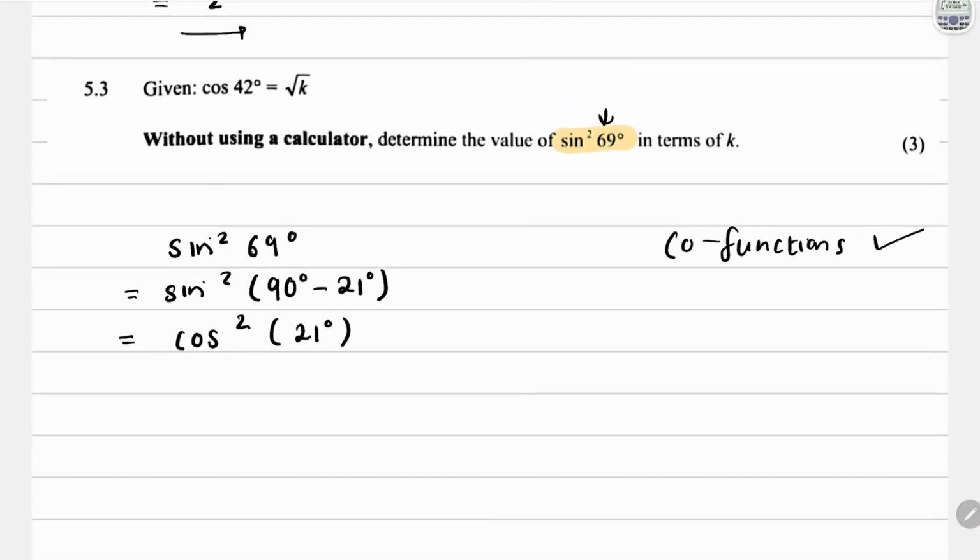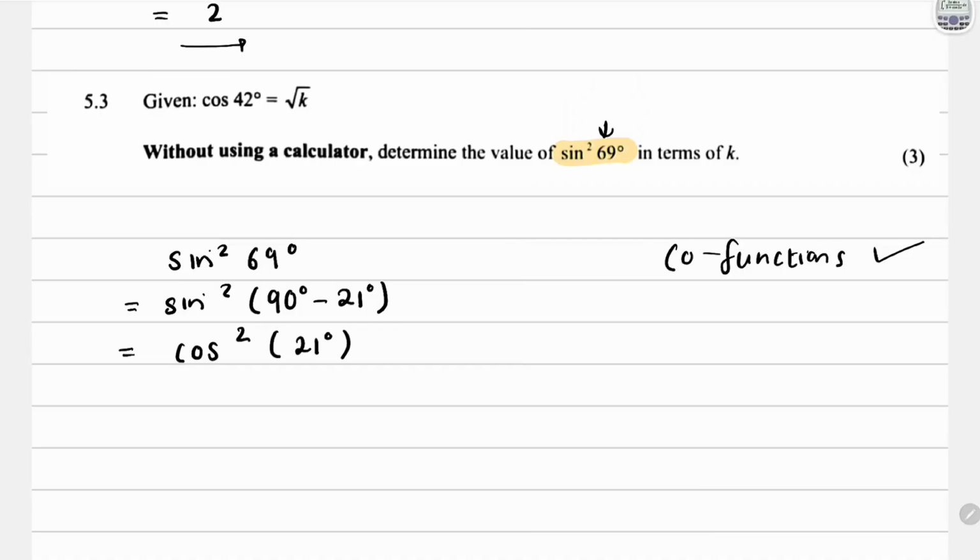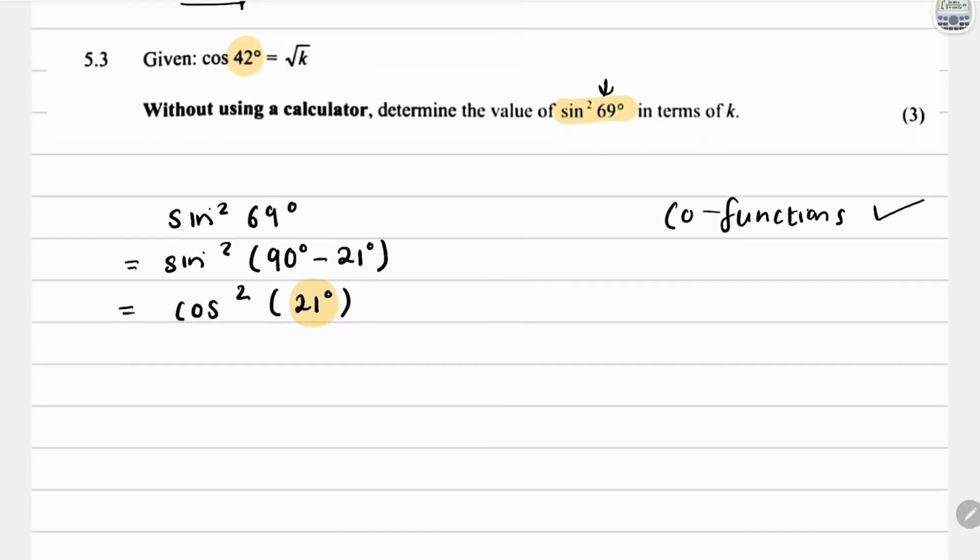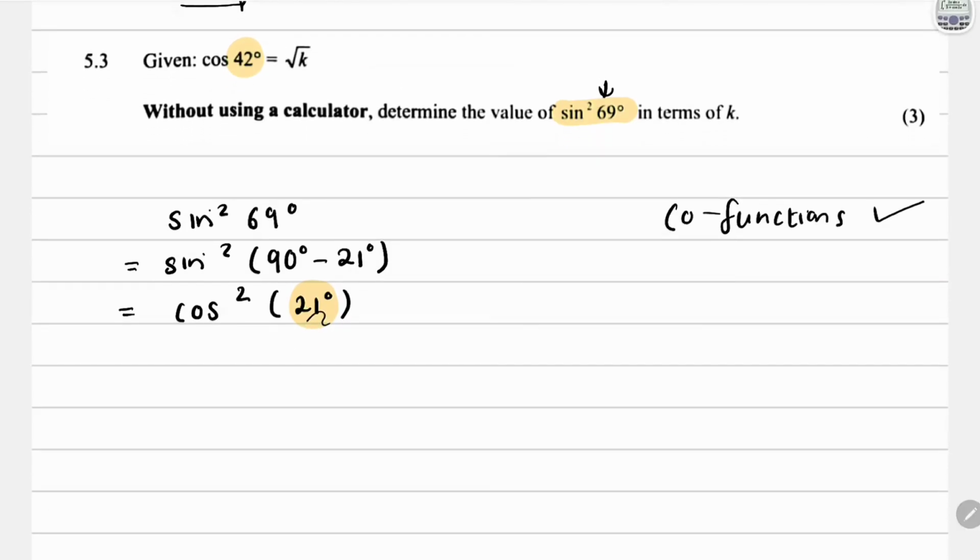And now what can we actually do with this? So we're still trying to focus on how we can get this to relate to 42 degrees. Well, 21 and 42 do actually relate with each other. Do you see that 21 degrees is exactly half of 42 degrees? So that means we're probably using double angles.